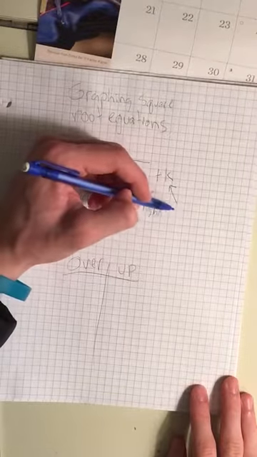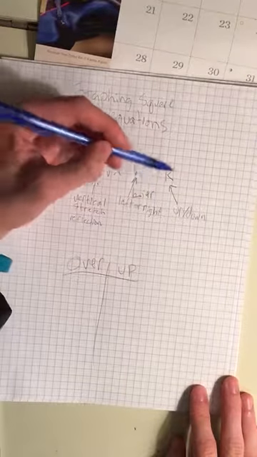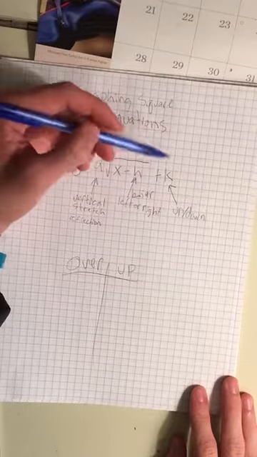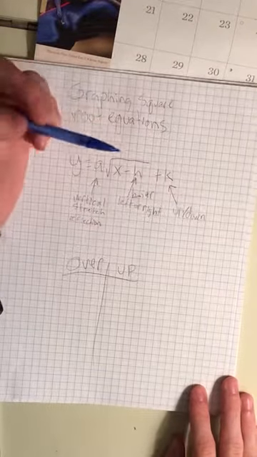And then the k value is for up or down. And that's pretty simple. If it's a plus, it's an up. It goes up that number. If it's a minus, it goes down that number.